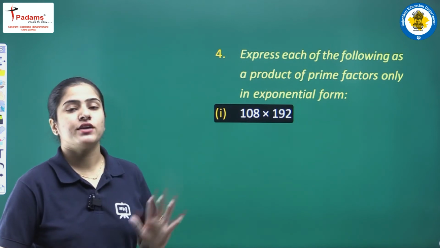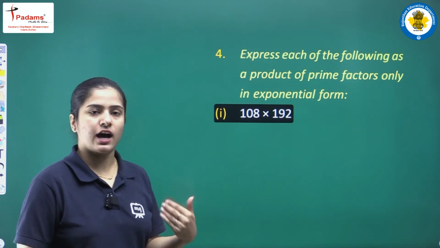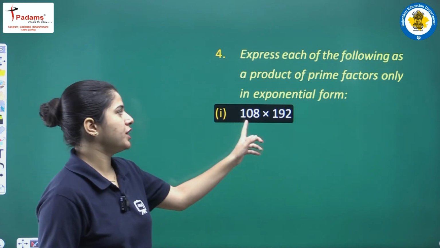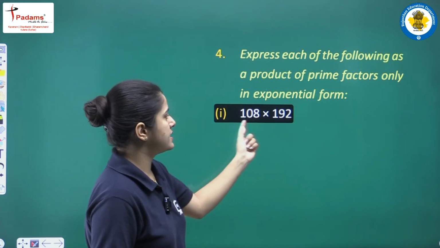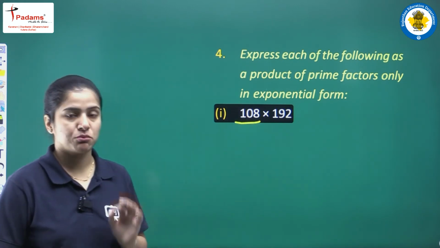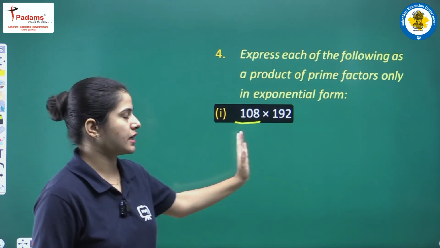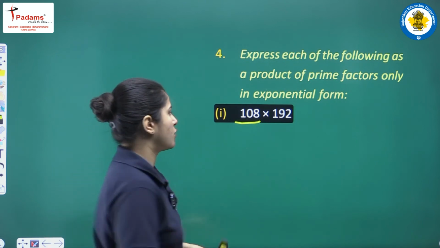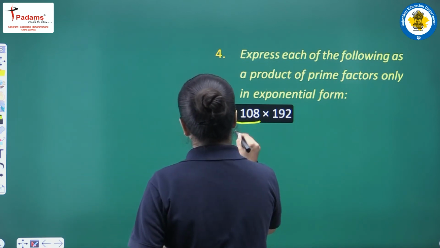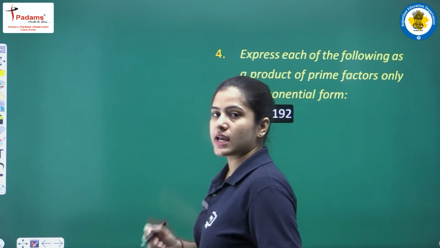Right students? We have done the question like this in our examples also. So firstly what we need to do, we have to represent these numbers firstly as prime numbers, right? Product of prime factors, right? And then we have to express this particular question in the exponential form. So firstly students, if I am talking about 108, तो 108 के क्या होंगे prime factors?